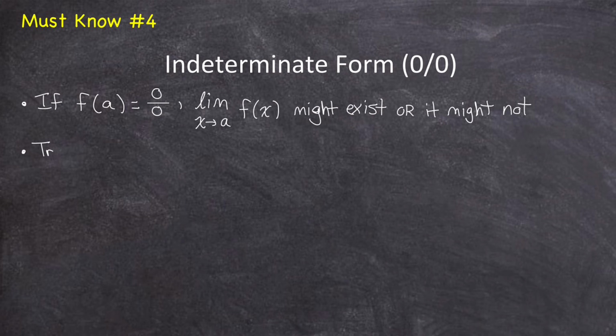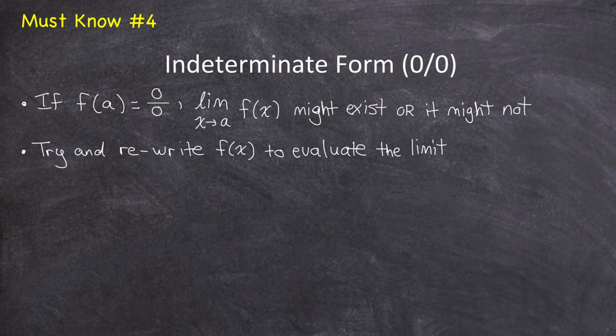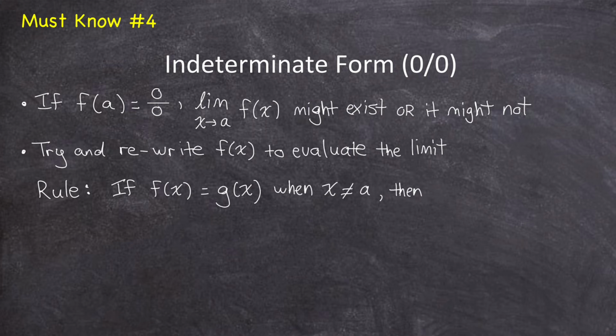So what you have to do is try and rewrite that f at x function in a different but equivalent way so that you can evaluate the limit. And why we're allowed to try and rewrite the function before evaluating the limit is because of the rule that tells us if f at x is equal to g of x when x does not equal a, then the limits of both f at x and g of x as x approaches a are equal to each other.